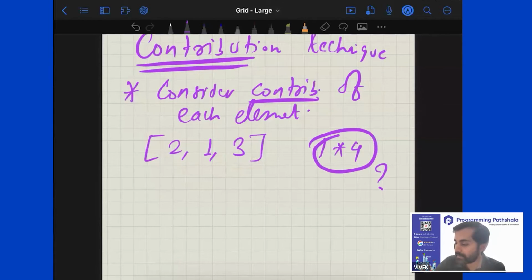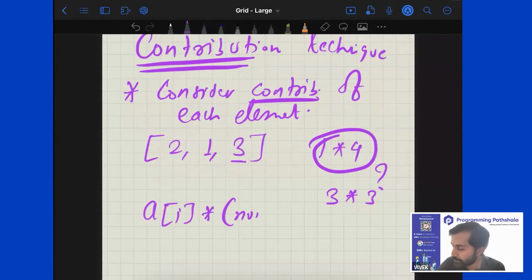Right? Similarly, how many subarrays contain 3? This subarray contains 3. This subarray contains 3. This subarray contains 3. So if there are 3 subarrays that contain 3, the contribution of 3 will be nothing but 3 into 3. So I can say the contribution of an element A[i] is equal to A[i] multiplied by the number of subarrays that it is a part of.